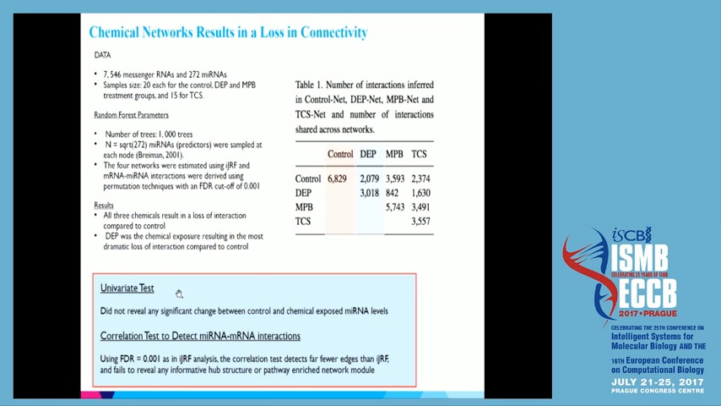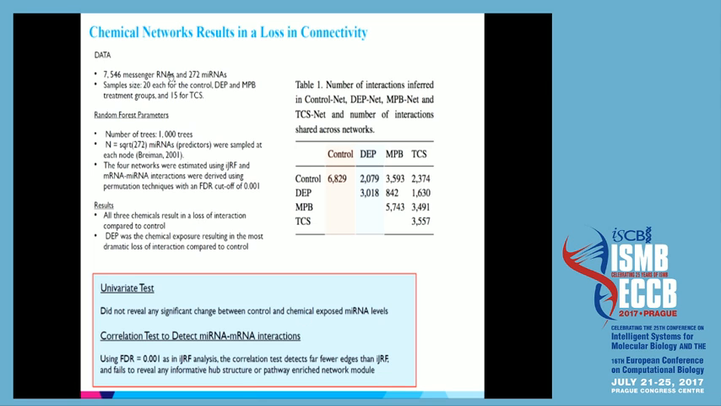Actually, I didn't tell you before, but before applying this method, we ran a univariate test to see if the chemical affected the microRNA. Just a t-test or a non-parametric test to understand if there was an effect of chemicals compared to control on the microRNA, and actually there was nothing significant. Also, we ran a correlation test, but at the same FDR cutoff that we used, nothing meaningful came out. Everything is in the paper anyway.